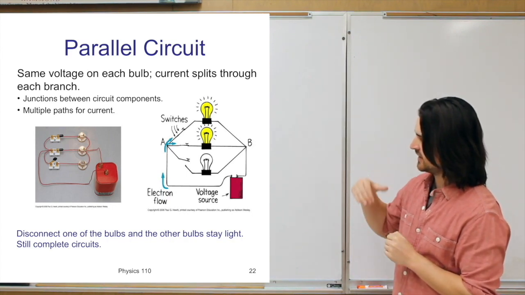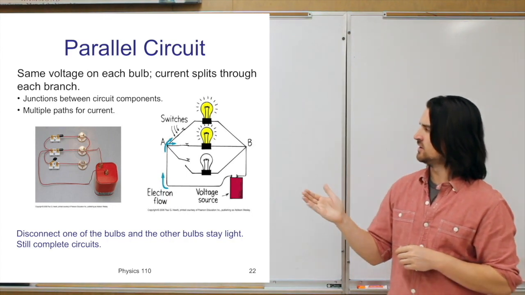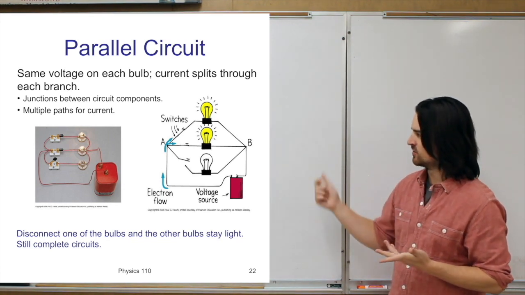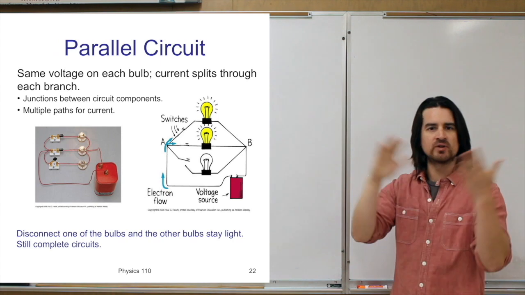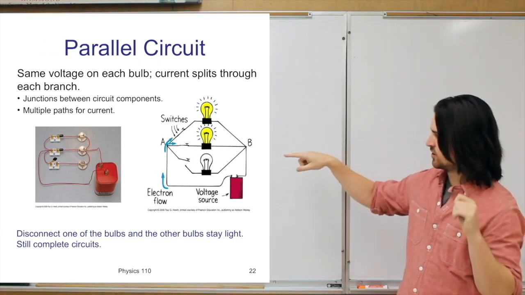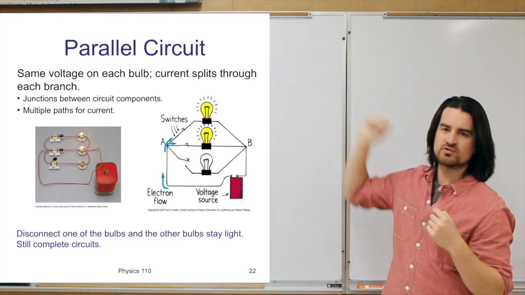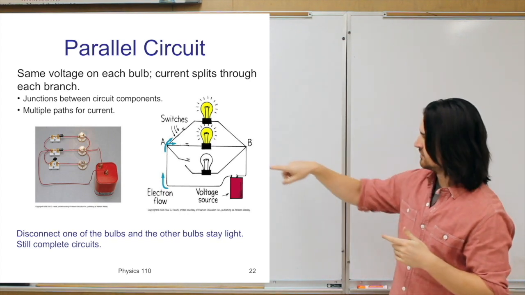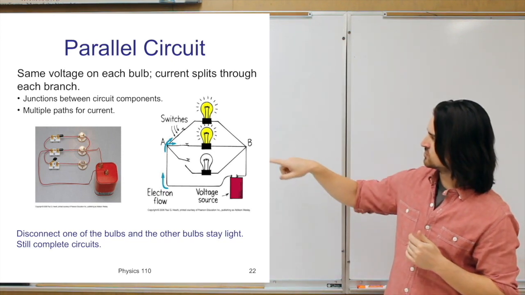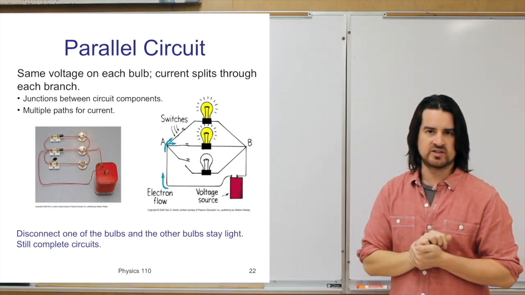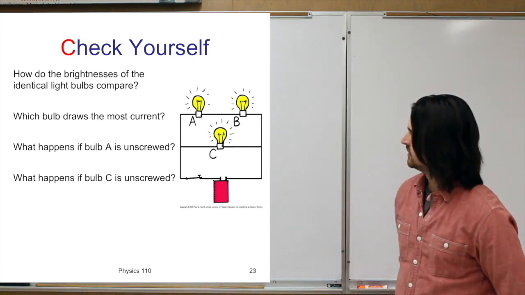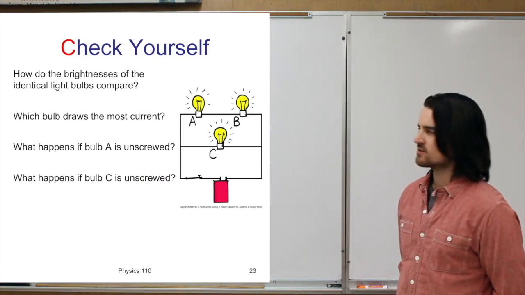The nice thing about a parallel circuit is if you disconnect one of the light bulbs or one of the components, like in this picture here, it doesn't break the whole circuit. It only breaks that part of the circuit, right? So if I open that switch, that light bulb's going to go off, but the other two light bulbs aren't. There are still continuous loops for current to flow from the voltage source through the light bulb and back to the voltage source again. Okay, so a couple of questions for you about these circuits.